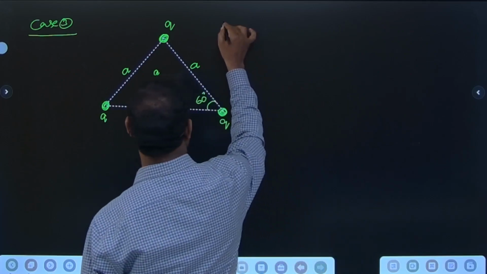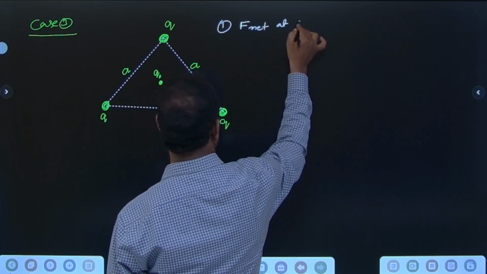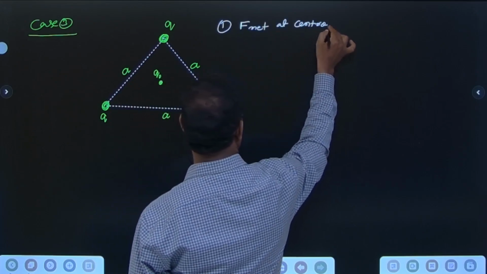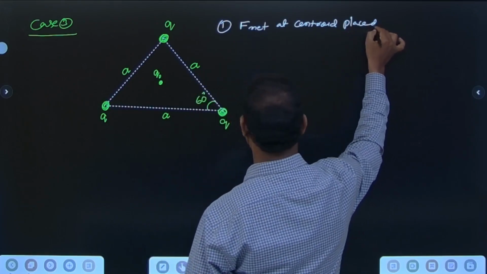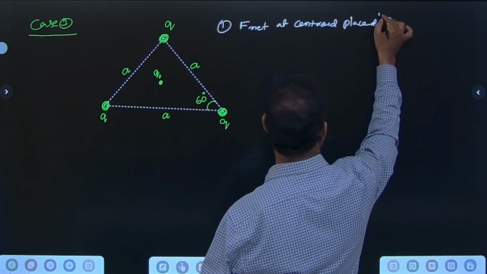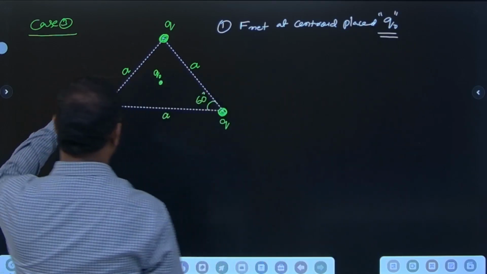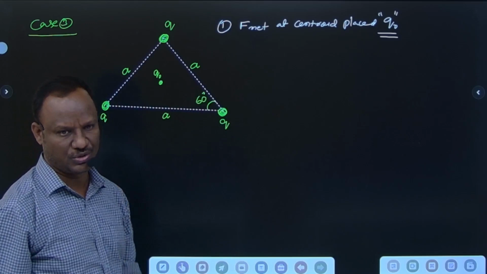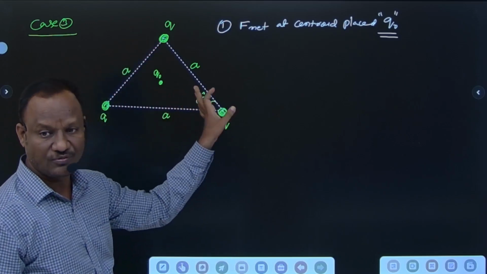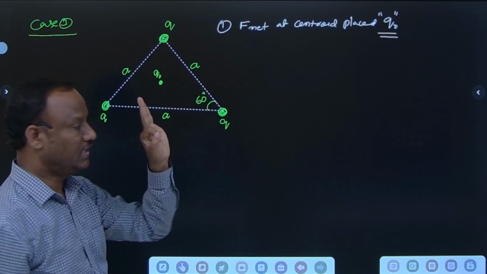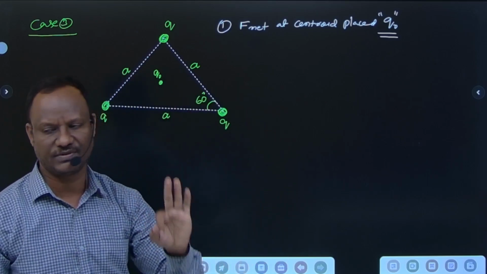First question is net force at the centroid. The charge placed is Q naught. Between with this, how many pairs do you have? 1, 2, 3. So how many forces you have? 3 forces. F net is equal to F1 bar plus F2 bar plus F3 bar.